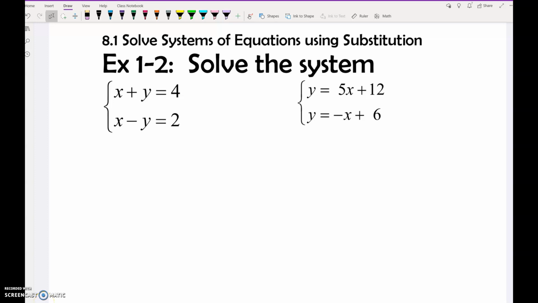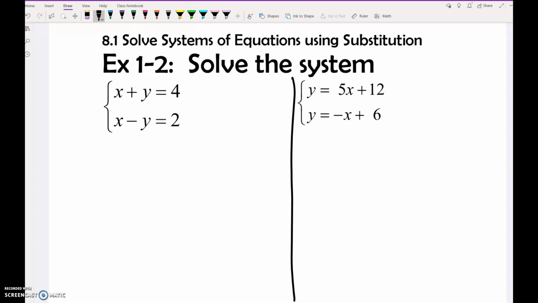If we are trying to solve a system using substitution, we need to have one variable completely by itself on one side of the equation. And I want you to do the least amount of work possible. I like to call this being strategically lazy.